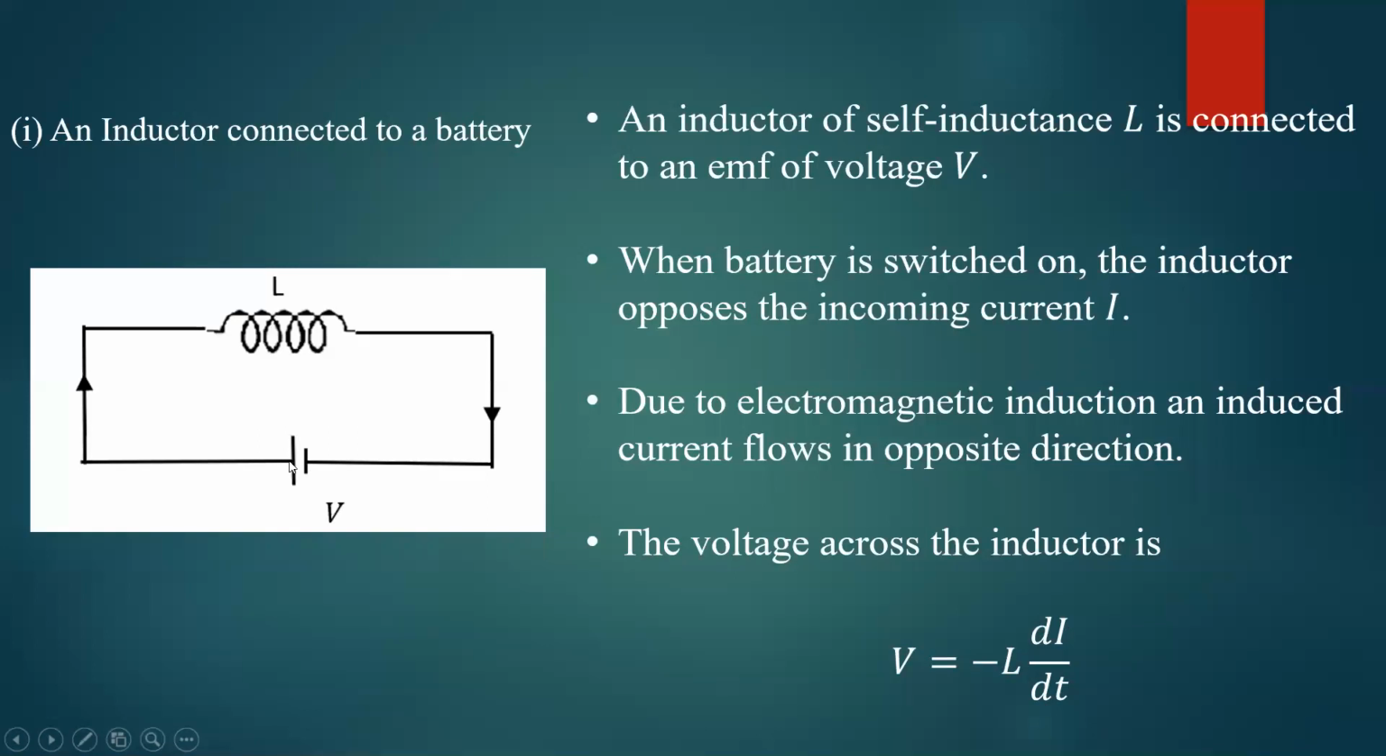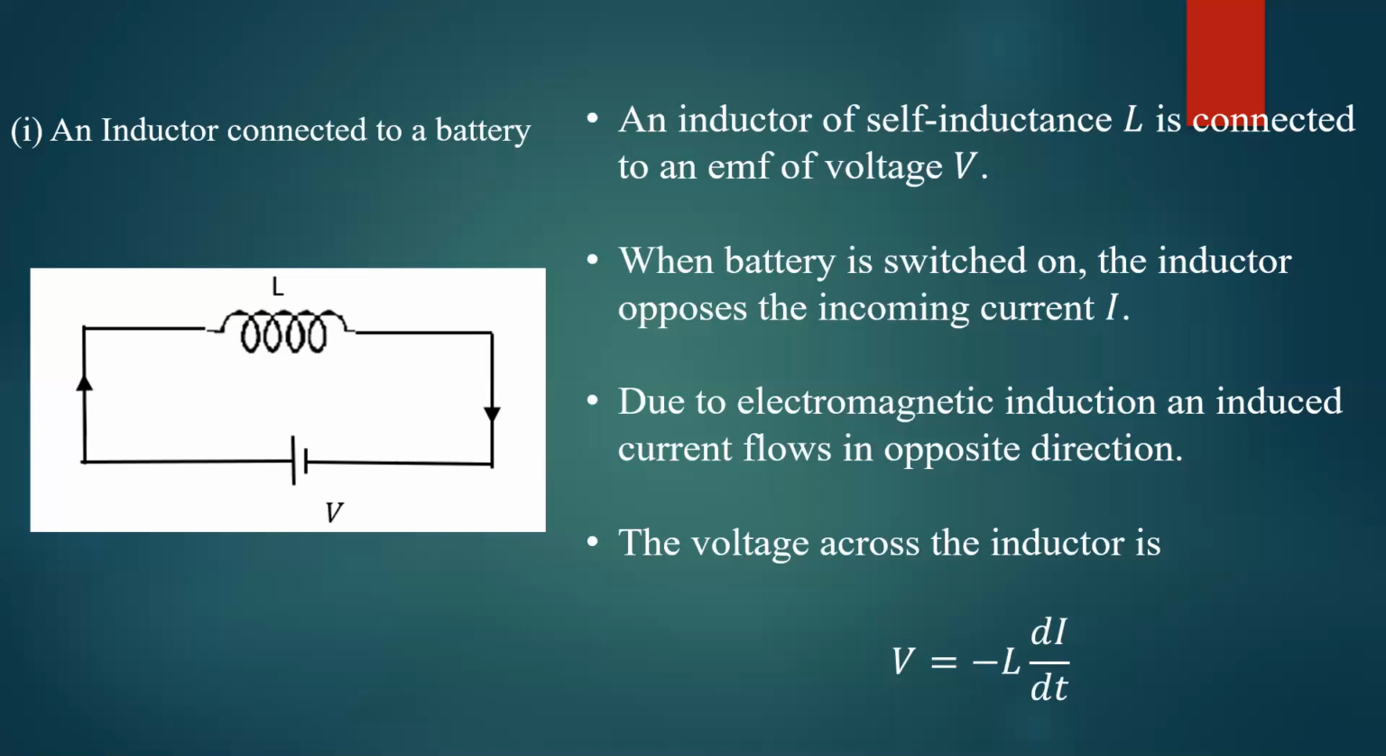That means the moment you switch on the battery, voltage across the inductor is very high. Then voltage will decrease slowly. When current is steady, voltage across the inductor becomes 0. When di by dt is 0, V will be 0. What does di by dt 0 mean? Current is constant. If there is constant current, voltage across the inductor is 0. So voltage across the inductor is observed if there is a variation of current.